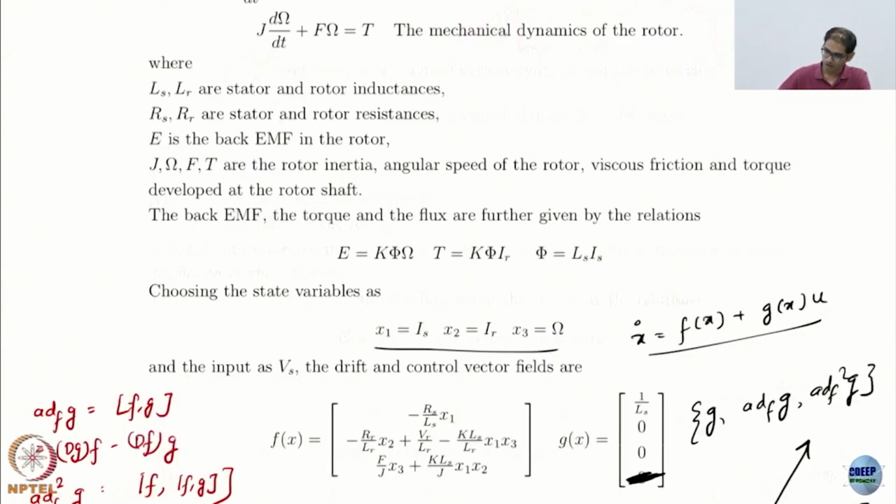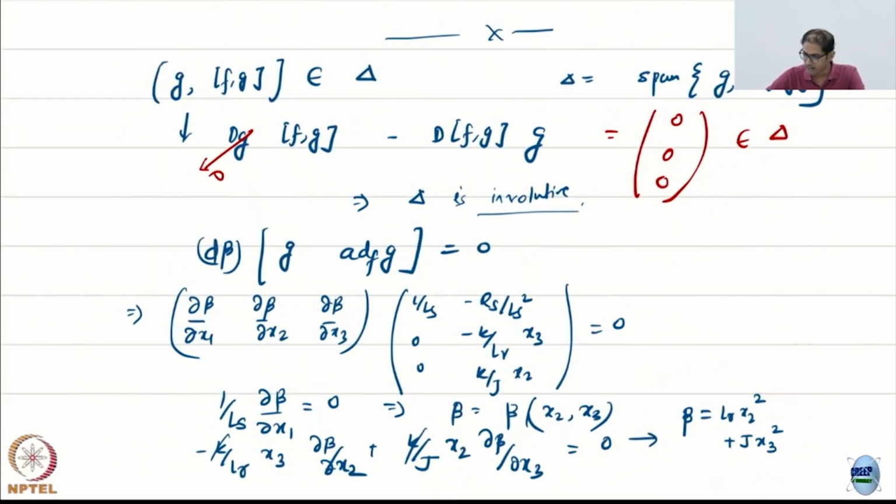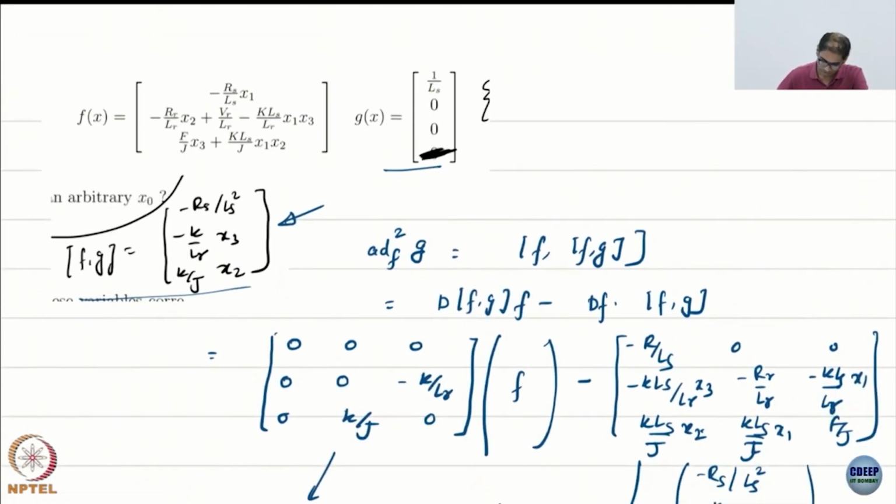Alright. Now what we are saying is that we are not going to pre-specify the output. We are not given an output, we are going to try to find the best output under which I get complete feedback linearizability. Okay, and that is this guy, LR x2 square plus jx3 square. Now that we have this output, why don't we try? I am going to say hx is LR x2 square plus jx3 square.